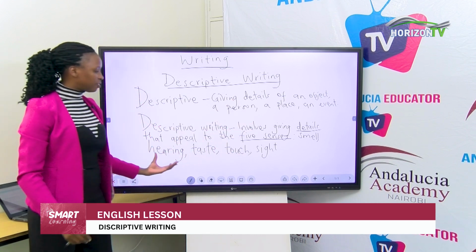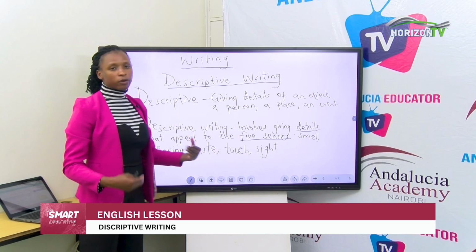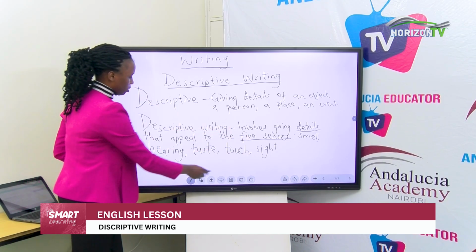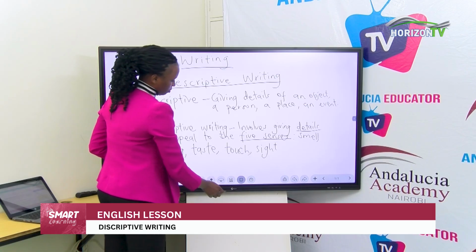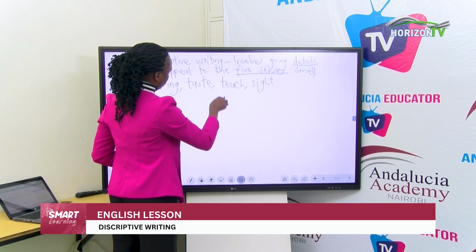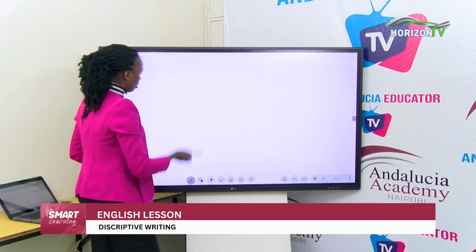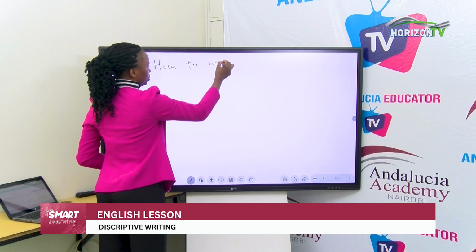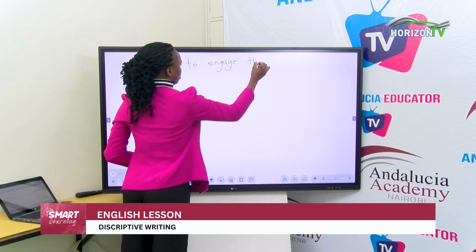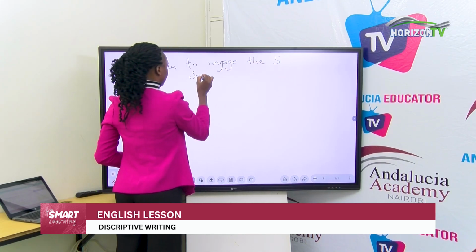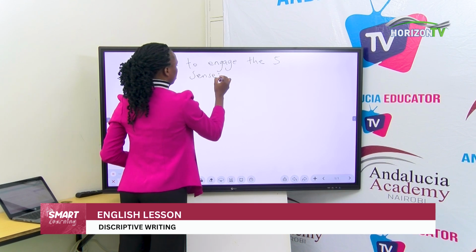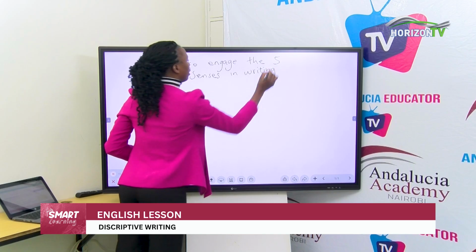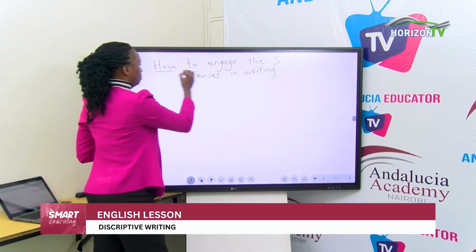So these are the 5 main senses that we must engage when you're writing descriptively. You're wondering, how do you do this? Let me show you. So let's look at how to engage the 5 senses in writing. It's very simple.